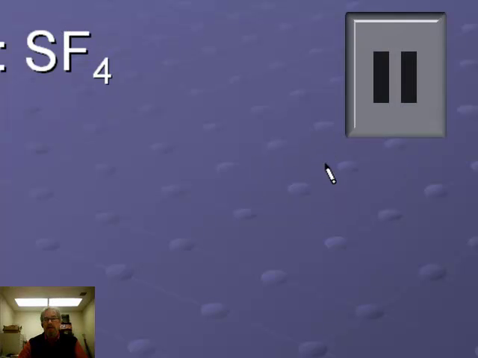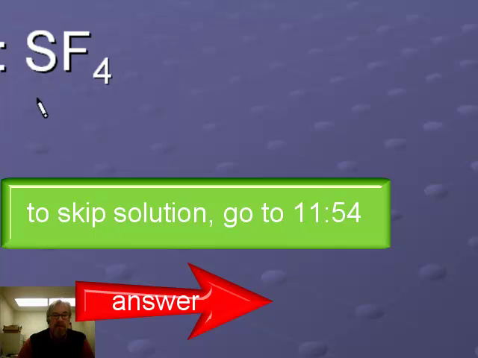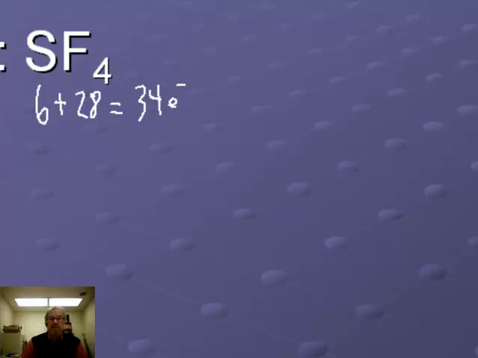Try this one, SF4. Okay, sulfur, column 6, so that's 6 electrons. Fluorine is a column 7, and there's 4 of them. 7 times 4 is 28. So 6 plus 28 gives me the total number of electrons that should be in my structure, and that's 34 electrons. I'll put sulfur in the middle. Halogens prefer to make 1 bond anyway, so I'll put those on the outside, and then fill octets.